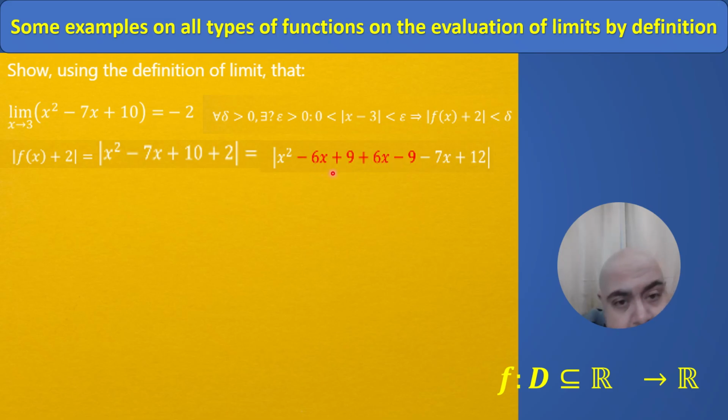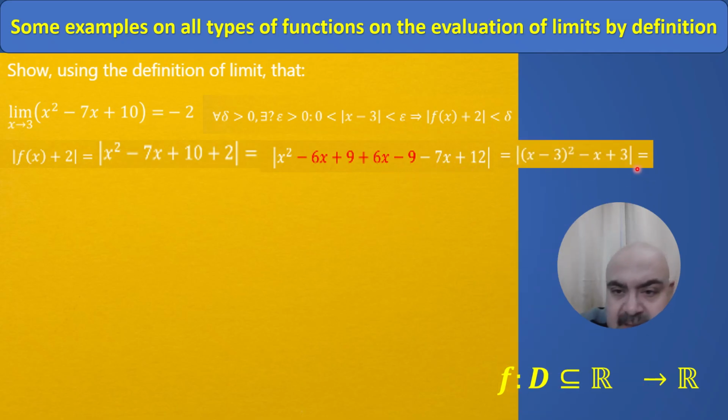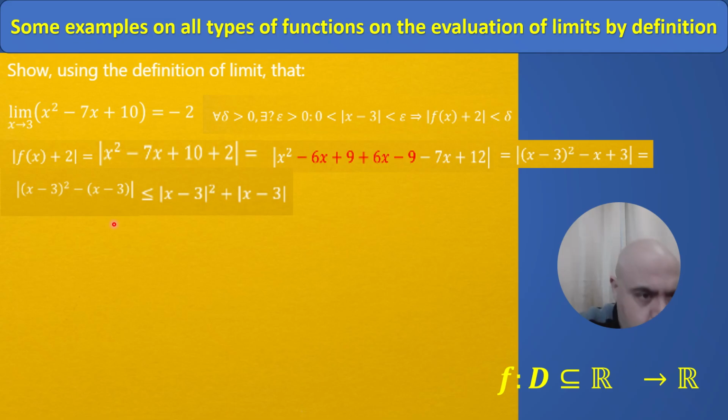If you see this part, I've added it in order to make my life easier in completing the square within the first part, and then the remaining parts will be added together, leaving me with negative x plus 3, as you will see. In this shape, I can take x minus 3 as a common factor. This is the case that you will see. They have absolute x minus 3 to the power of 2 minus absolute x minus 3, which is for sure less than or equal to the square of the absolute of x minus 3 plus absolute x minus 3. Now, if you remark, absolute x minus 3 is less than epsilon. So if I use this substitution here, I can guarantee that this is epsilon squared plus epsilon.